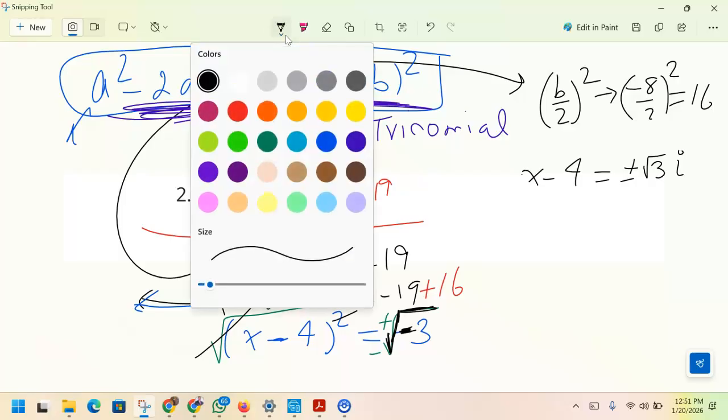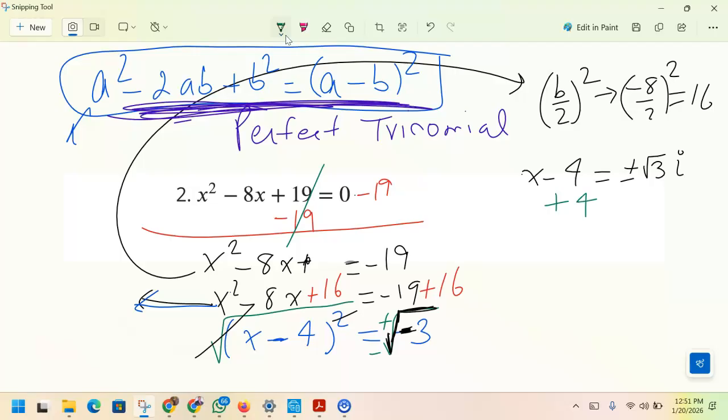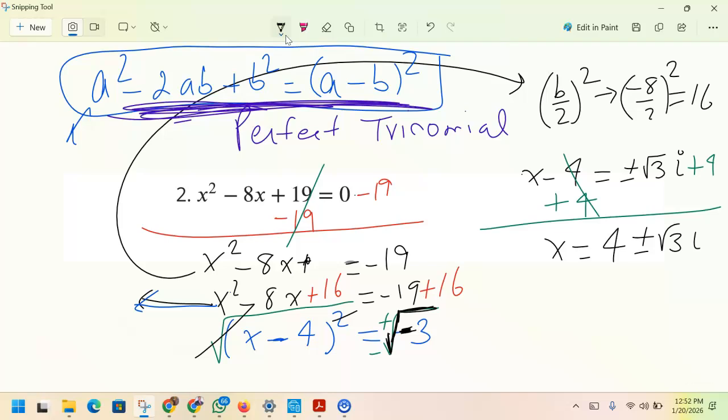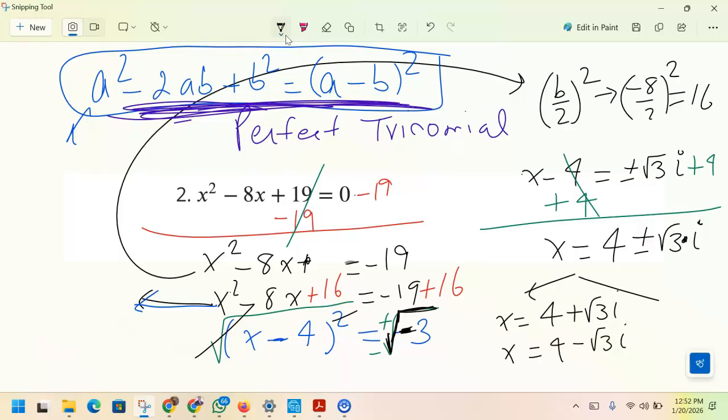Then solve for x. So add 4 to this side, and I will add 4 to this side so that this crosses out. I get x equals, I'll write the 4 first and then plus or minus square root of 3 times i. So there are two answers here. The first answer is 4 plus square root of 3 i, and the other one is 4 minus square root of 3 i. See how beautiful. So nice it is, right?